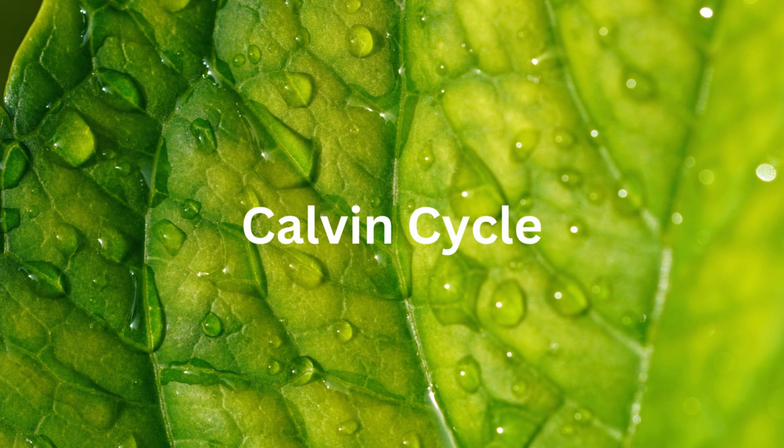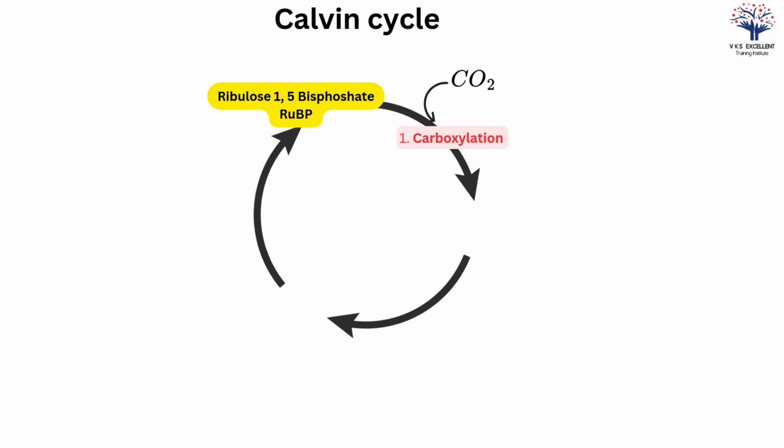Next, let me explain the stages involved in Calvin's cycle. The Calvin cycle starts with carboxylation phase. The enzyme ribulose bisphosphate carboxylase oxygenase, Rubisco, facilitates the fixation of carbon dioxide into 5-carbon sugar called ribulose bisphosphate, RUBP, resulting in the formation of 2 molecules of 3-phosphoglycerate, 3-PGA.